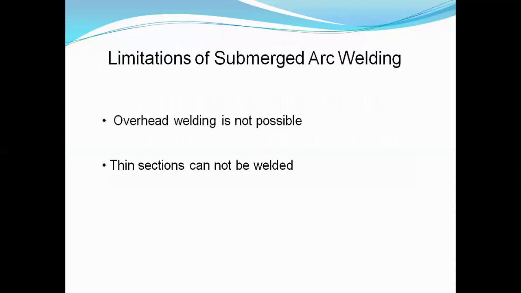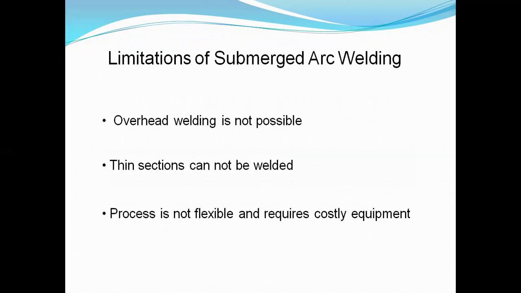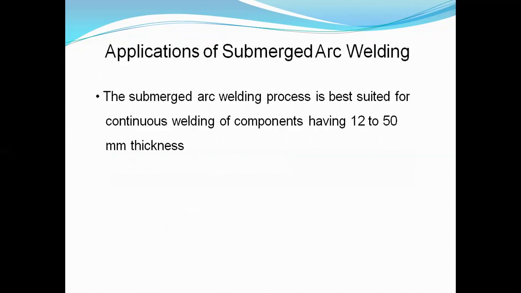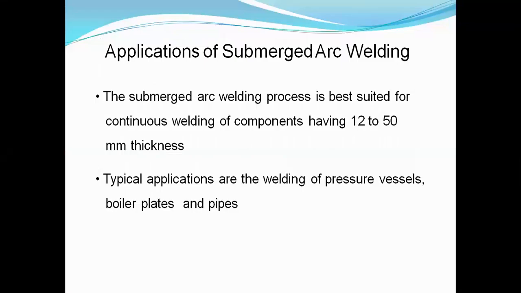Limitations: overhead welding is not possible. Thin sections cannot be welded. The process is not flexible and requires costly equipment. The submerged arc welding process is best suited for continuous welding of components having 12 to 50 mm thickness. Typical applications are the welding of pressure vessels, boiler plates, and pipes.